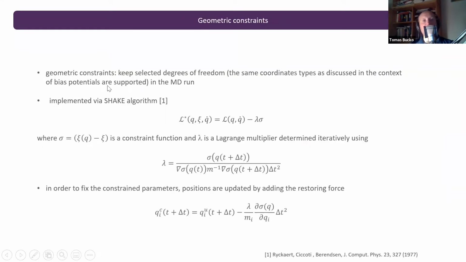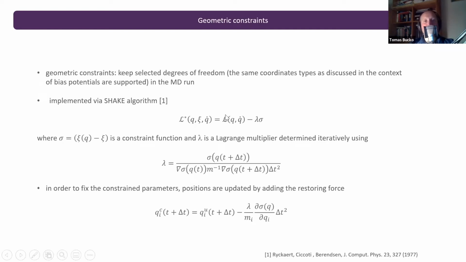So in VASP, you can define constraints essentially for the same type of coordinates as discussed in the context of bias potentials. Once again, in constraint molecular dynamics, the parameter is fixed strictly. It only changes within some machine precision or within given tolerance, but it should not fluctuate as in the case of using restraint, so using bias potential.